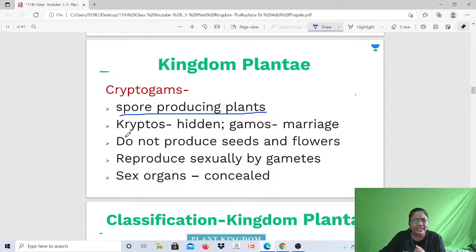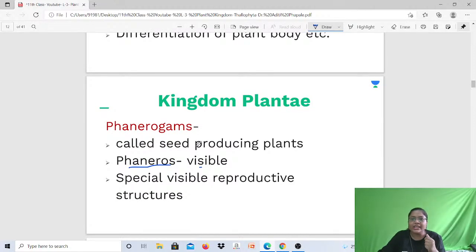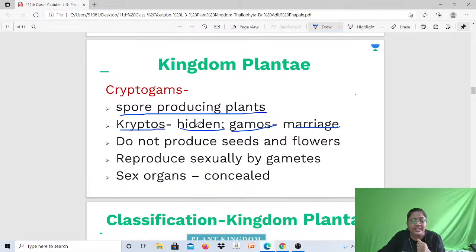Now, how has this word cryptogams been derived? Cryptos, it means hidden, and gamos, it means marriage. So, there are some hidden parts, some hidden organs, which means they are not clearly visible. In phanerogams, the organs or the structures were clearly visible. And therefore, phaneros is visible, and the name was phanerogams. Understand? But here, it is opposite. Cryptos is hidden. That means the structures are not clearly visible. Therefore, the name cryptogams.